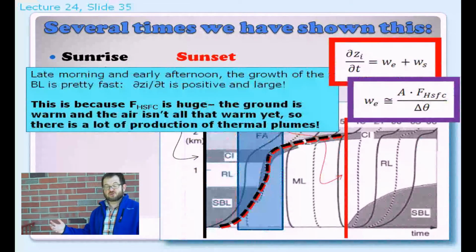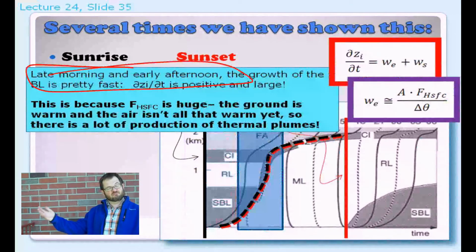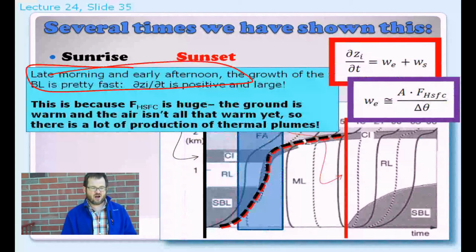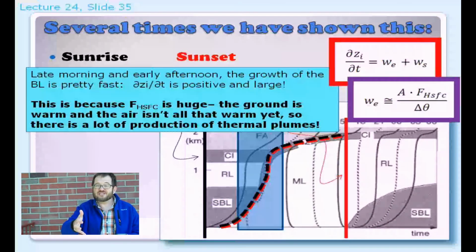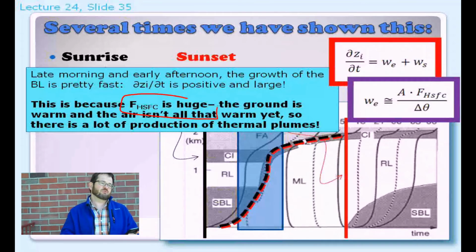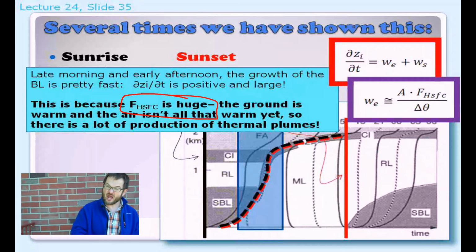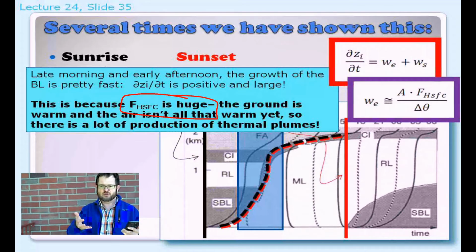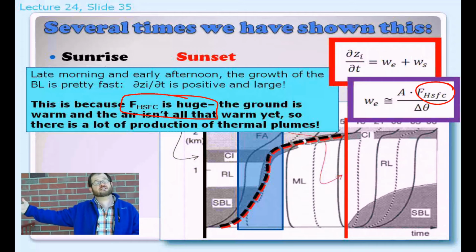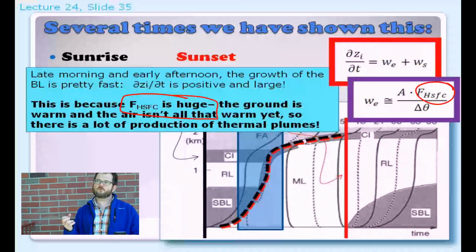Meanwhile, later in the day, like late morning, early afternoon, now the sun is high in the sky, it's been beating on the ground for a long time, the ground is really warm. The air temperature hasn't increased that much yet, and so there's a relatively large difference between the temperature of the ground and the temperature of the air touching the ground. Therefore, by conduction, there's a relatively large flux of heat from the surface into the atmosphere. Well, the entrainment velocity has flux of heat at the surface in its numerator.